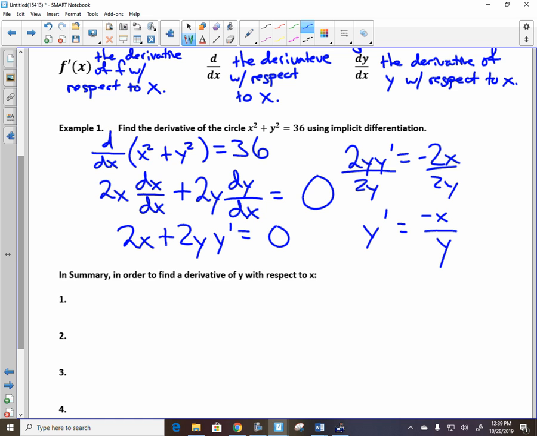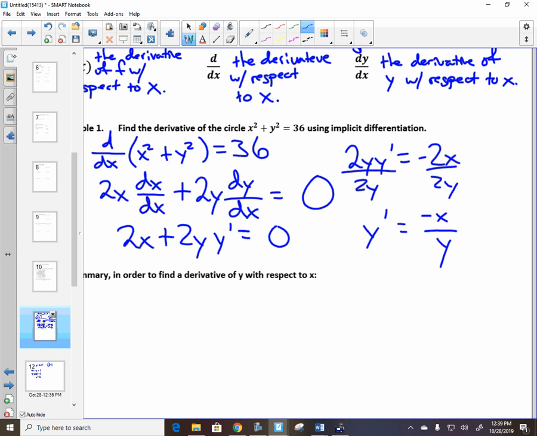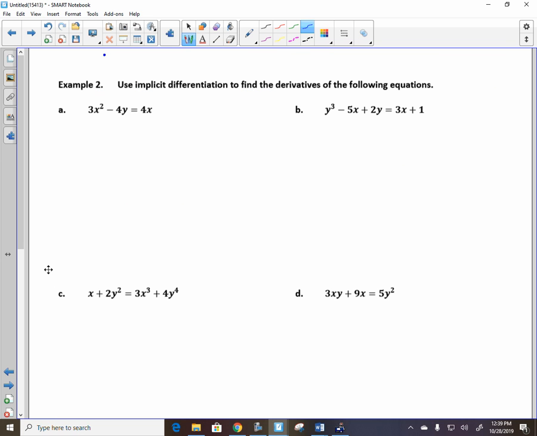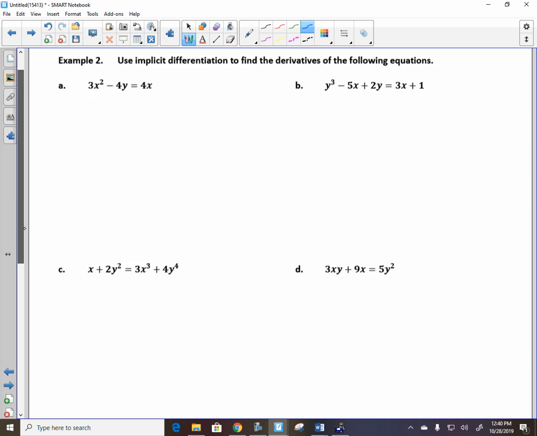So the rule of thumb is this. Whenever you take the derivative of something that involves y, attach a y prime to it. If you're wondering why, you have to look back at this and work it through. Let's not fill that out. You guys are far too intelligent in class. We can just do it. Let us find the derivative using implicit differentiation.